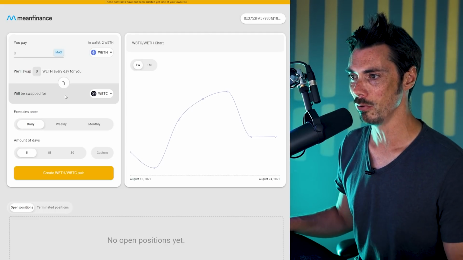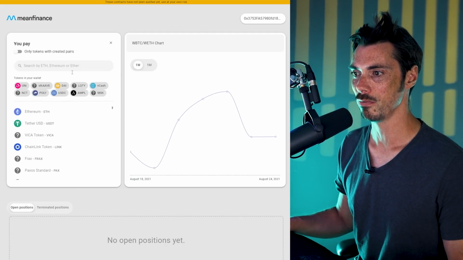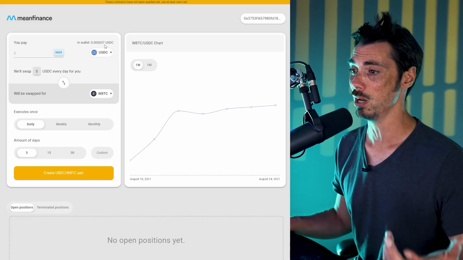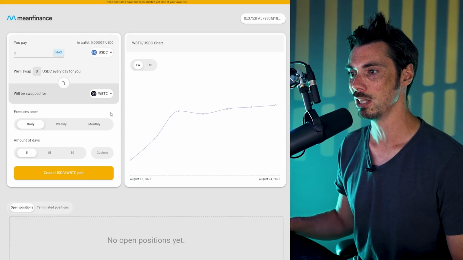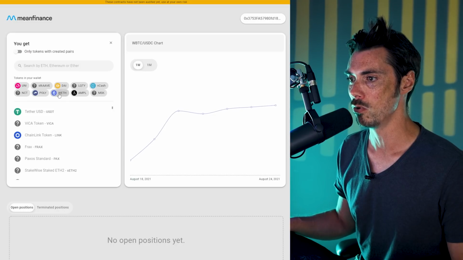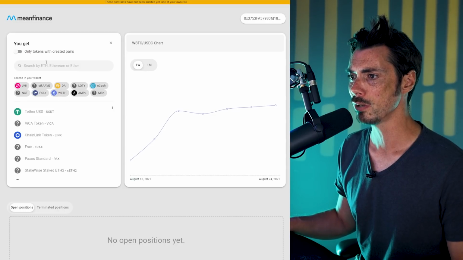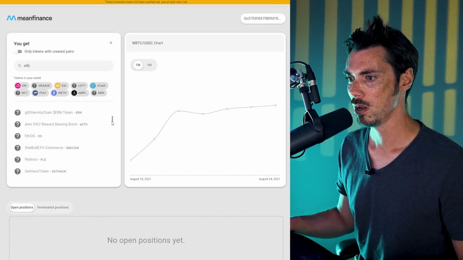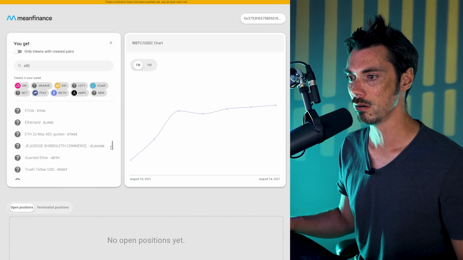So this is what the dashboard looks like. It's pretty simple. Let's say, for instance, we wanted to swap USDC. It would read what's in my wallet. At the current point, I don't have very much, but I could go and get some USDC, and then we could start setting up this position. And then I could say I want to swap it for wrapped ETH. I don't actually know if you can swap directly to ETH. I suspect probably not.